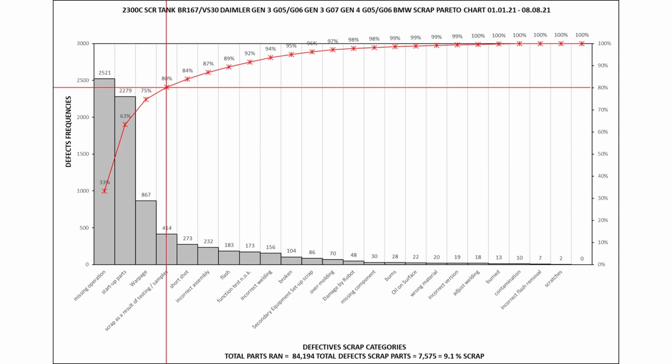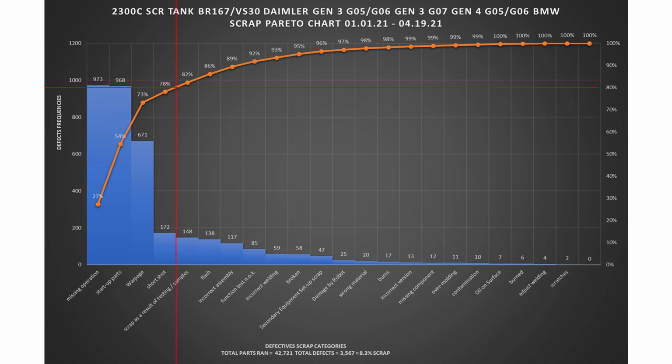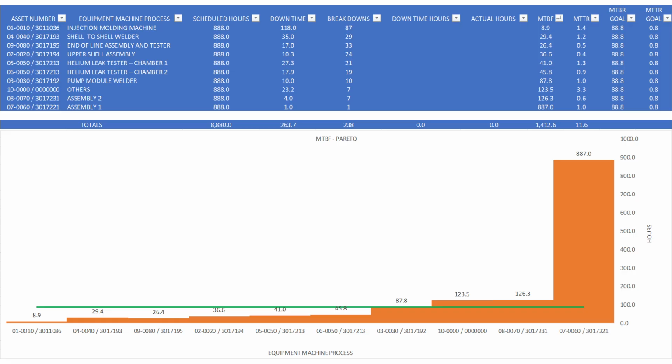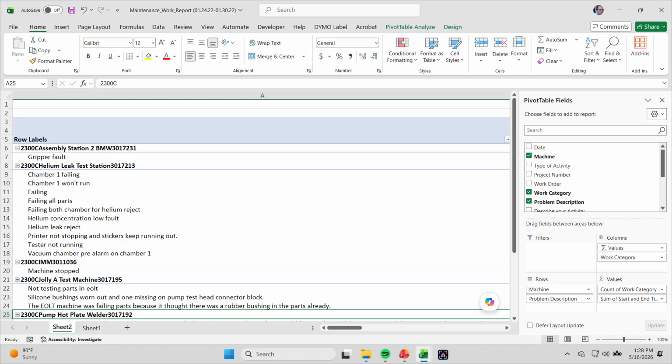This is one of my Pareto charts for all the parts that are ran on the injection molding machine to date, with missing operation is the highest category for scrap. Another example of a Pareto chart for the same example. Through my mean time between failure and mean time to repair, I was also able to produce this Pareto chart showing how the downtime stacked up between the processes and which pieces of equipment were at the center of downtime.